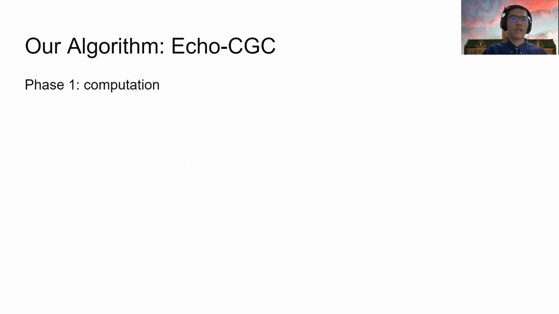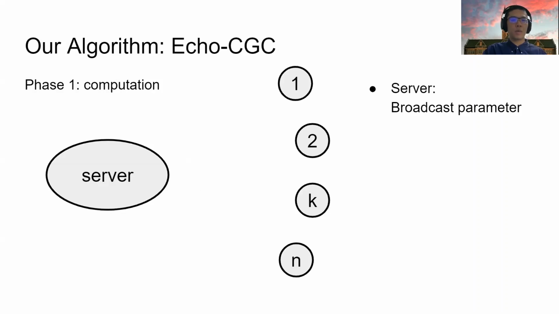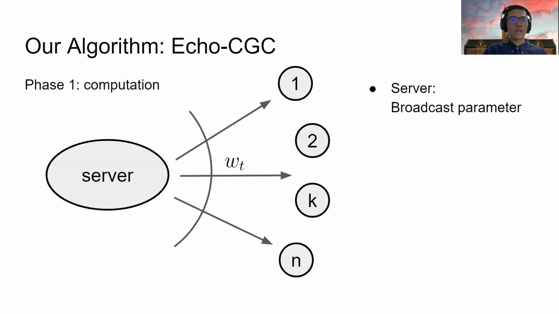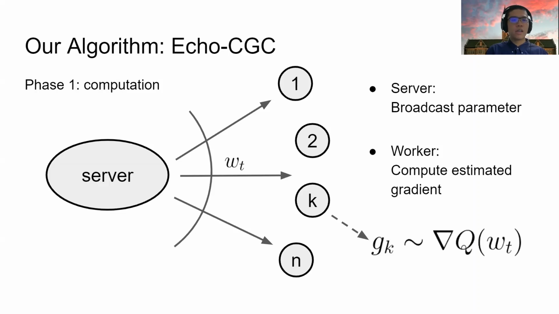Now we formally present our algorithm, Echo-CGC. This algorithm works in iterative runs. In an arbitrary run t, there are 3 main phases. The first phase is a computation phase. In the computation phase, the server distributes the computation task and broadcasts the current parameter W_t to workers. The workers then compute the estimated gradient G_k, which is a random approximation of the true gradient of the cost function Q.